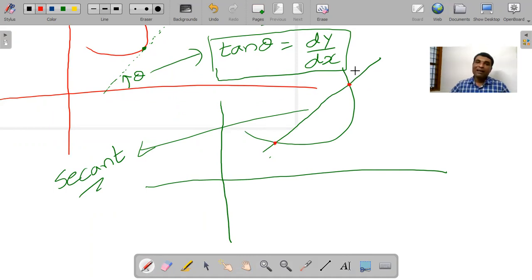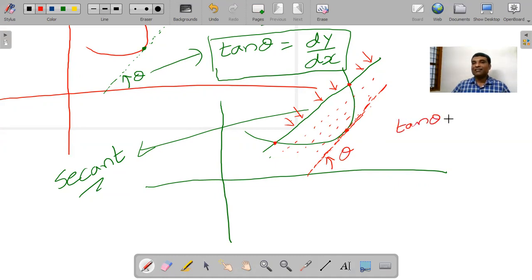Now I am applying a uniform force here, pushing this line. So what happens? This will move to this point, then this line will move to this point, and finally this will touch only a single point. Now this line will represent a tangent. So this is theta, and tan theta, that is our derivative, that is dy by dx.